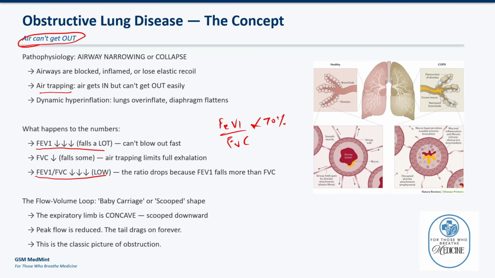The flow volume loop shows the classic baby carriage or scooped shape, which we will encounter later. The expiratory limb is concave, scooped downward. The peak flow is reduced. The tail of the loop drags on forever because the air trapping prevents the patient from returning to zero volume. So, this is the picture of obstruction.